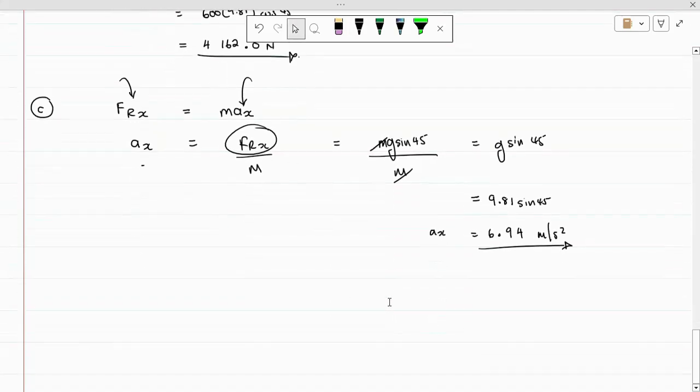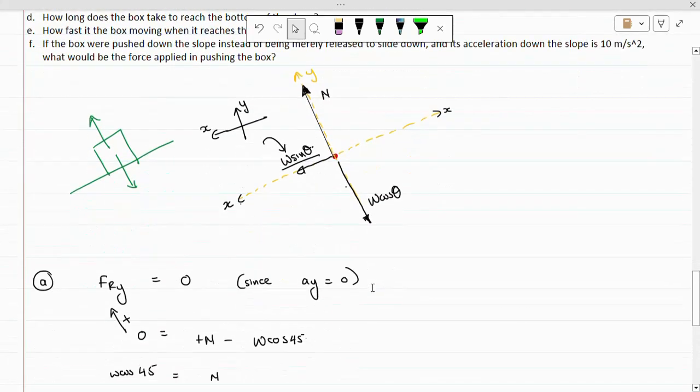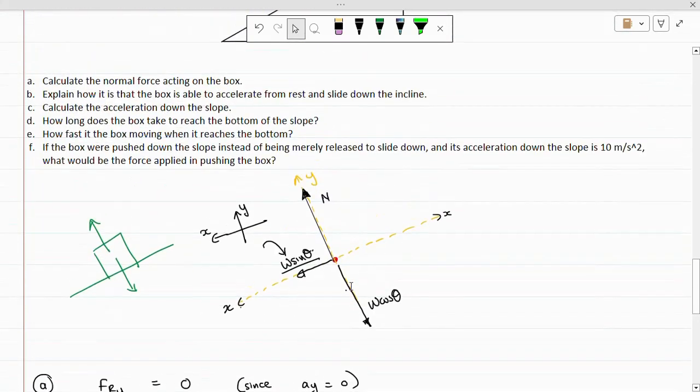If you had decided to make up the slope positive, you would just get a negative answer, which basically means that it's the opposite of your positive, which is down. As long as you stick to what you've decided your positive is, your answers are still going to come out the same, as long as you don't make any mistakes. So that's 6.94. Now we know the acceleration, so let's go to the next question.